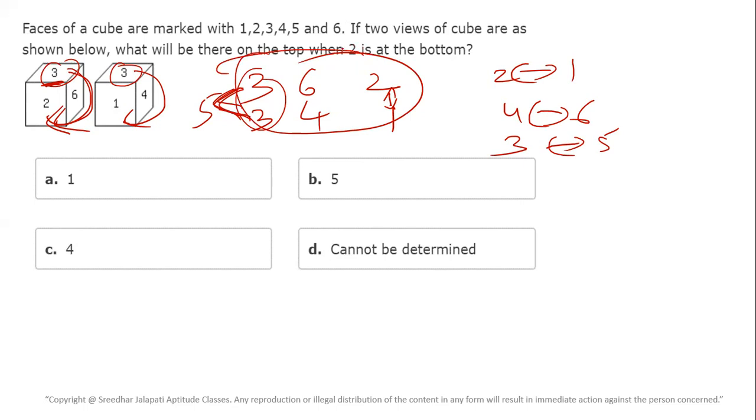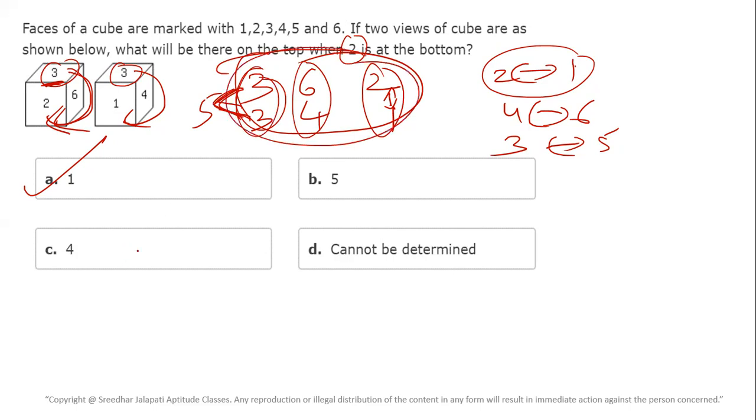You are asked to find what is at the top when 2 is at the bottom. So 2 is opposite to 1, therefore answer 1. Simple, right? One common element. So from that we have written the other elements in clockwise direction. So 2 and 1 opposite, 6 and 4 opposite, 3 and 5 opposite. Because the element which is missing is here 5.